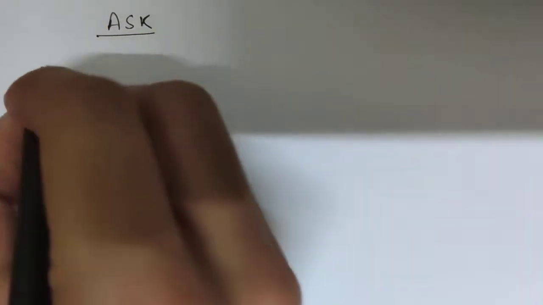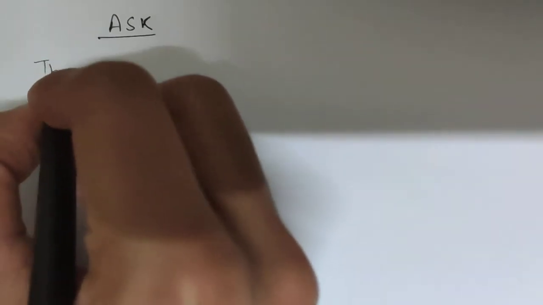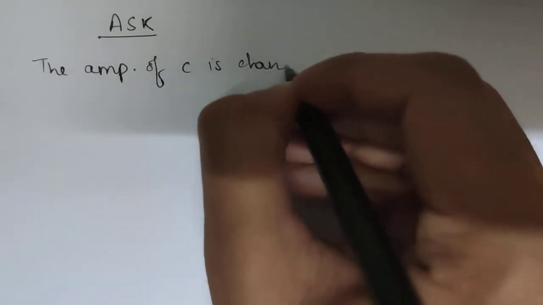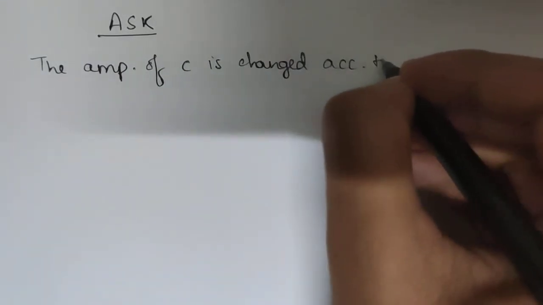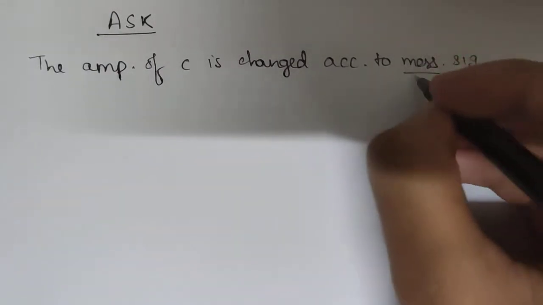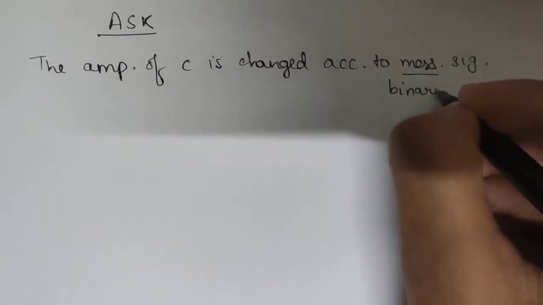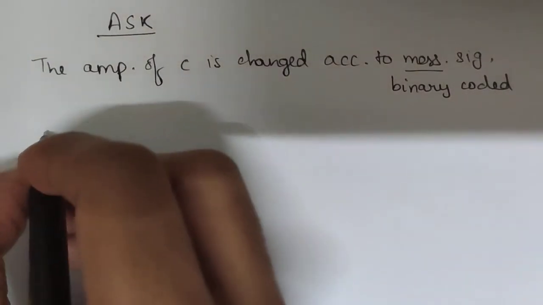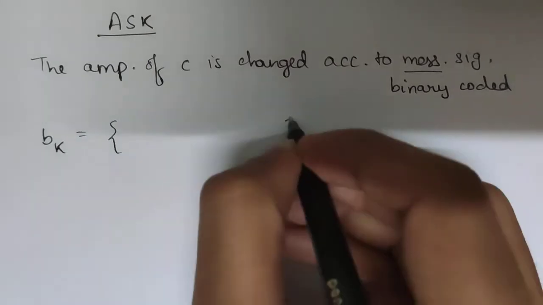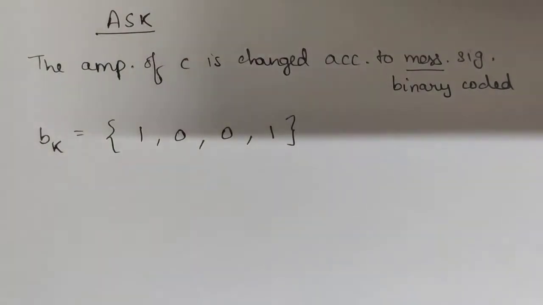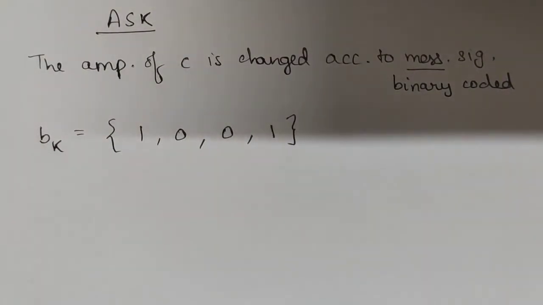Let me write it here. In ASK, the amplitude of the carrier is changed or varied according to the message signal. Here the message signal is not analog but binary coded. What we mean by binary coded is, let's say I have a binary vector here of some values. This is my binary vector and this is my data which I need to transfer or send to somewhere.